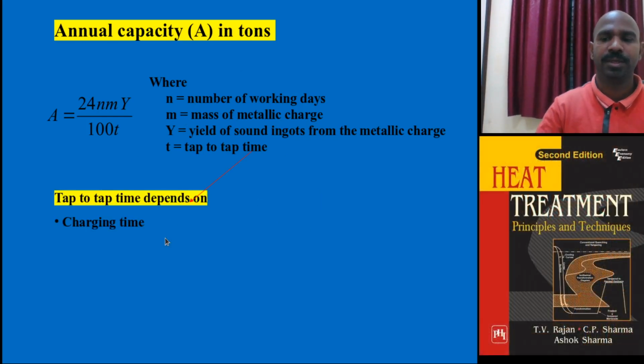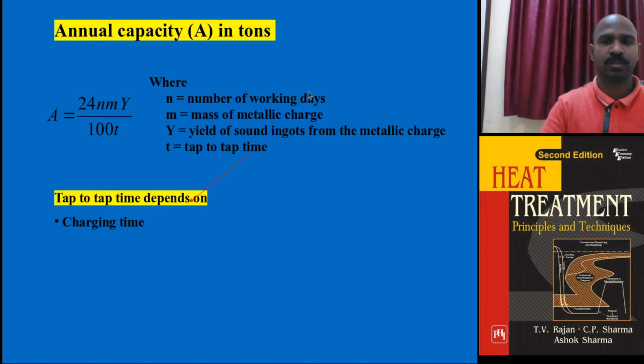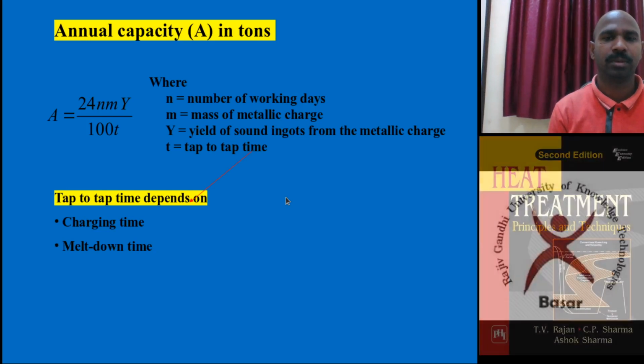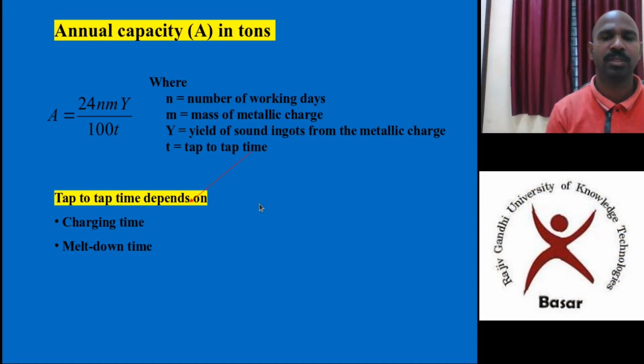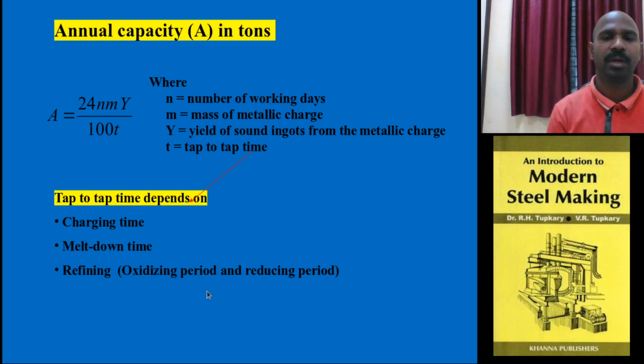This tap to tap time depends upon the charging time, how much time it took for charging the entire raw material, and the meltdown time, how much time is allowed for melting down by the arc radiation, and also refining, which includes the oxidation period and reducing period.